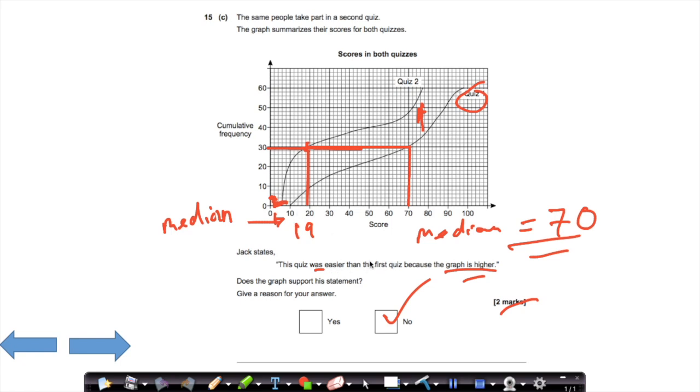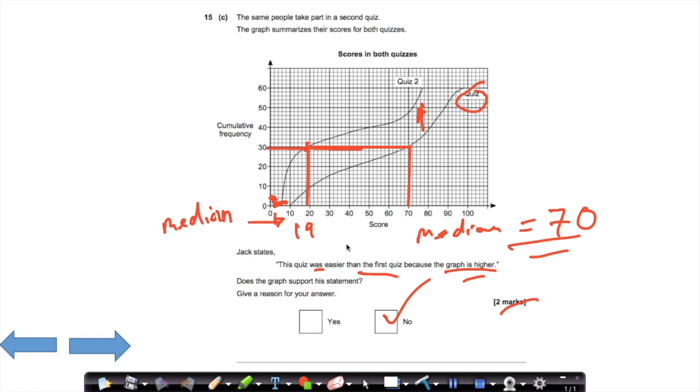However, he's trying to say, first of all, that quiz 1 was actually easier because it's higher. So, that's one reason why he's wrong, because a few people scored less than 10 in quiz 2, but no one scored less than 10 on quiz 1.